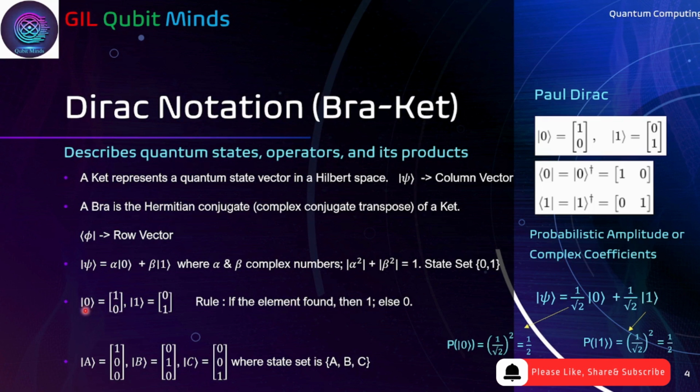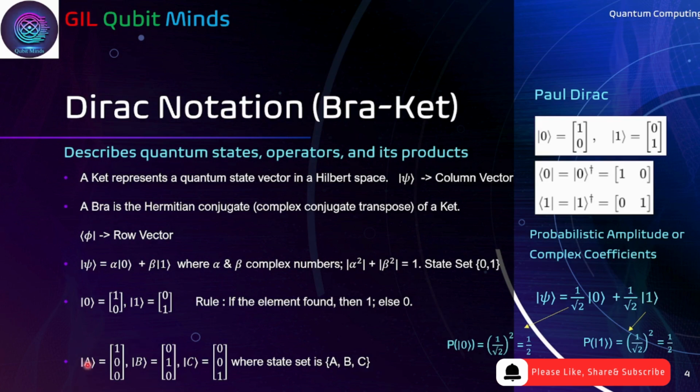So for 0 Ket, the first element is 0, so we consider 1. The second element is 1, we make it 0. For 1 Ket, the first element we are taking is 0, not 1, so it will be 0 here. And for the second element 1, we find it, so it will be 1. The rule: if the element is found, then 1, else 0.